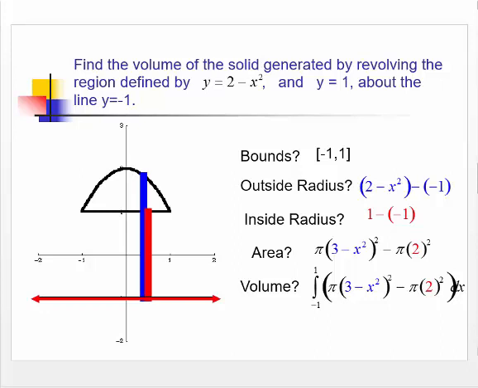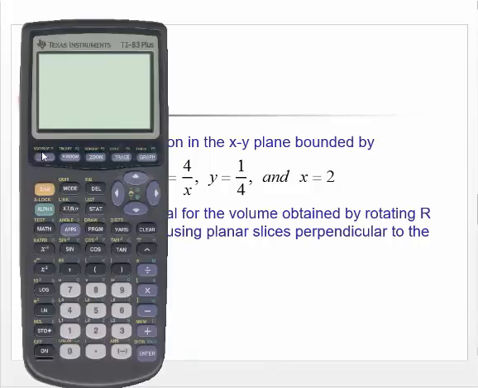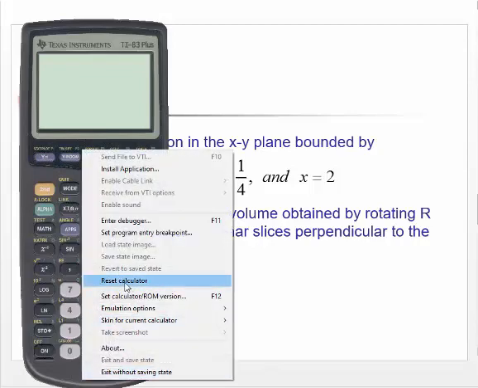All right, let's do a harder problem here. Let R be the region in the xy plane bounded by, this is weird, y is equal to 4 divided by x squared, and the line y is equal to 1/4, and x is equal to 2. So set up the integral for the volume by rotating R about the x-axis. So again, if you have no idea what this looks like, you can just plug this in. Oops, let me just restart my calculator here.